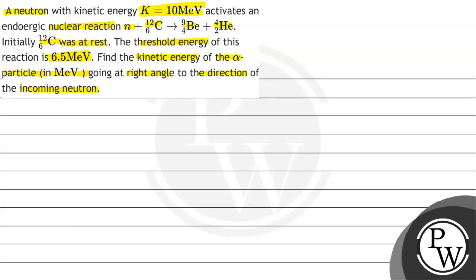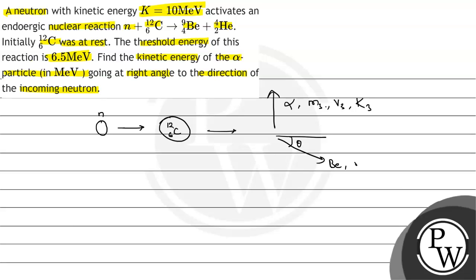the incoming neutron. So to understand the question better, we must first draw a diagram. So we have a neutron here which collides with a carbon atom to give an alpha particle at 90 degrees. Let its mass be m3, velocity v3 and kinetic energy k3, and beryllium at a certain angle from horizontal, let it be theta. This is the beryllium particle, let its mass be m4, its velocity v4 and kinetic energy k4.